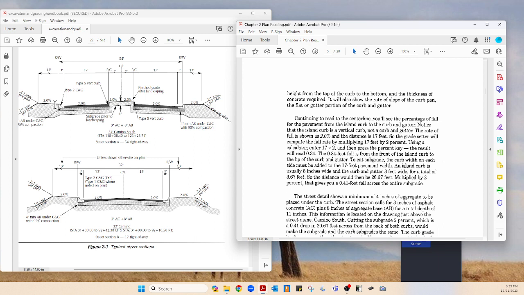Now, I think, and maybe they'll say the same thing, wouldn't that be nice? The rate of fall is shown at 2%, and the distance is 17. Now we're talking about this right here. I've left the shoulder and I'm on this 2%. You can do the same thing, but let's read it. So the rate of fall is shown as 2% and the distance is 17 feet. 2%, 17 feet.